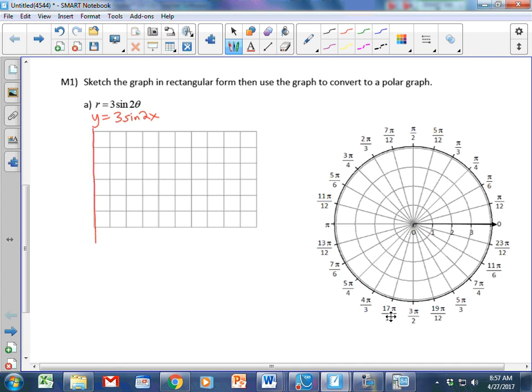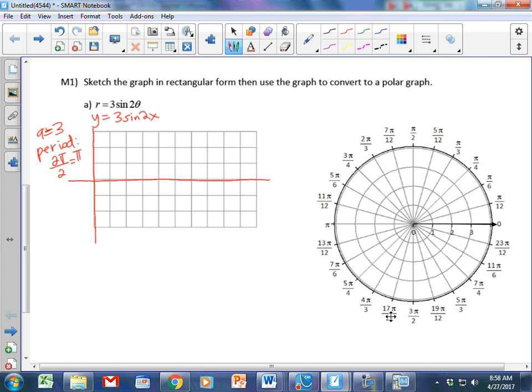So I know my amplitude is what on this graph? 3. So we know that amplitude is 3. What else do we know about this graph? What is the period of this graph? How do we find period? We take 2 pi and we divide it by b, right? And b is 2. So what is now the period?